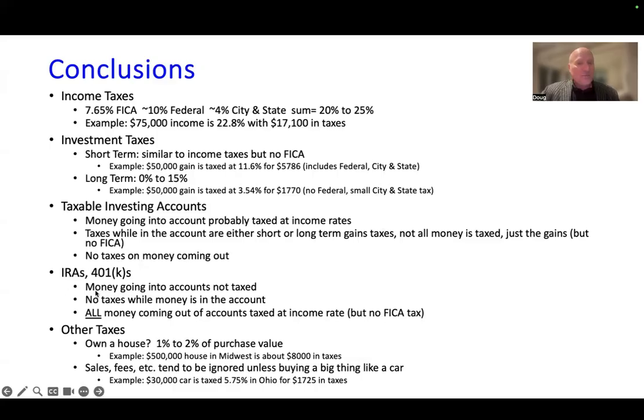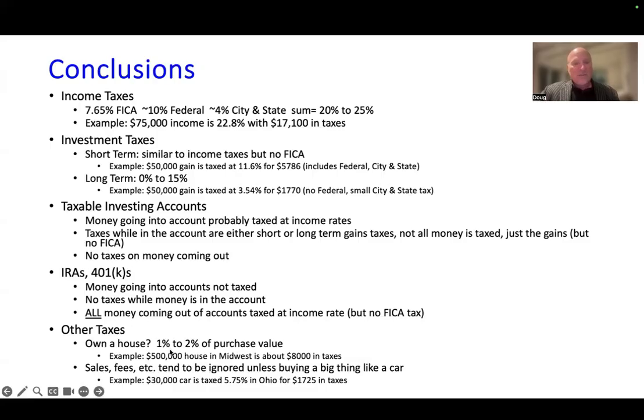Tax deferred accounts, money going in the account, not taxed. No taxes while money is in the account. That's great. But when the money comes out, all of it is taxed. Not just the gains, but the full amount is taxed at an income rate. So that's a much higher tax. And hence, we really want to grow the amounts of money inside of these tax deferred accounts, grow them as big as we can get them before we start tapping them. And you'll learn about that in chapter 14.